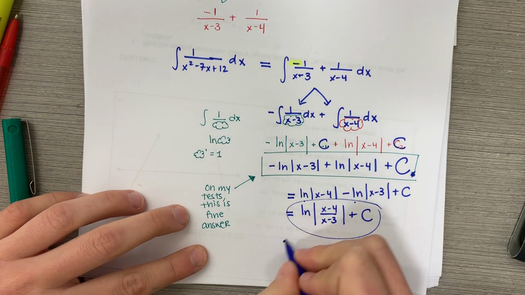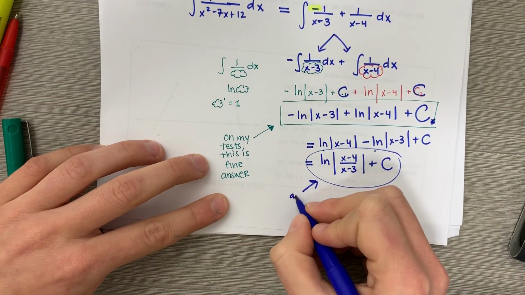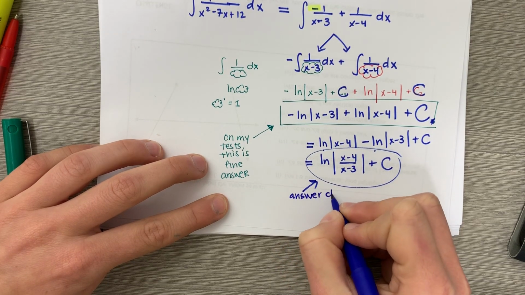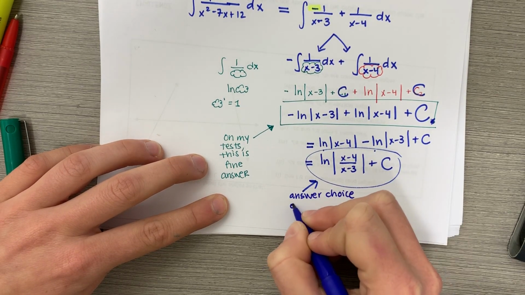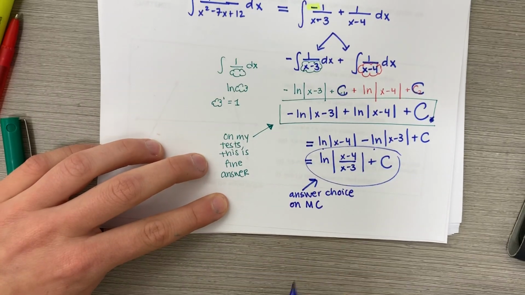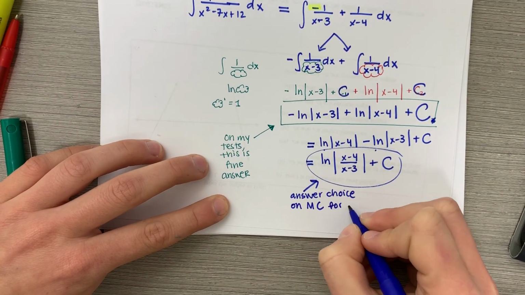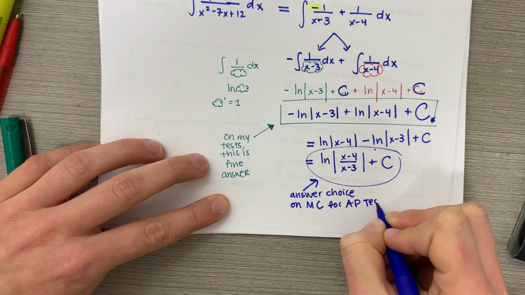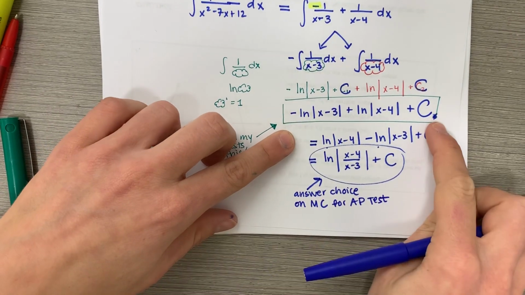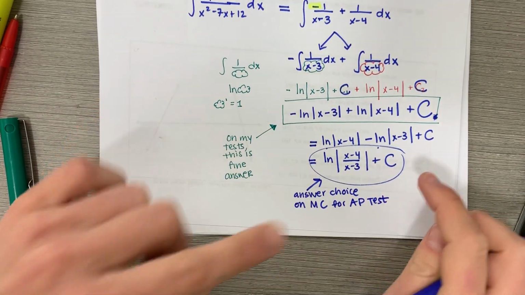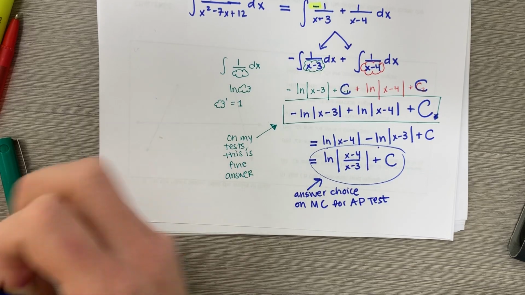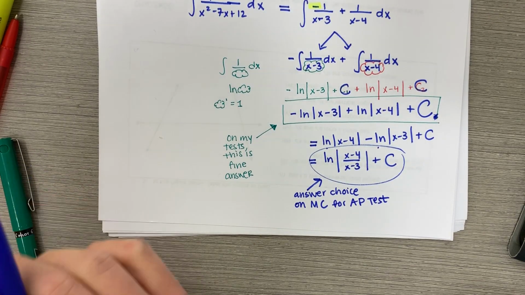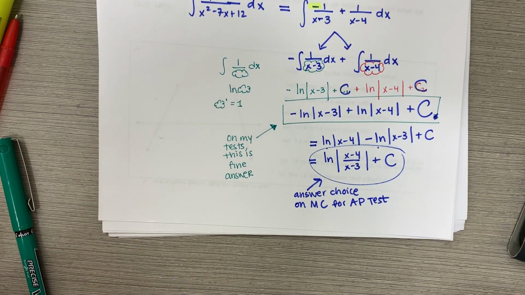This is the answer choice you will see on multiple choice for the AP test. Very rarely will they have it all lined out like this, so knowing your log properties is important. You might be annoyed, but that's life.